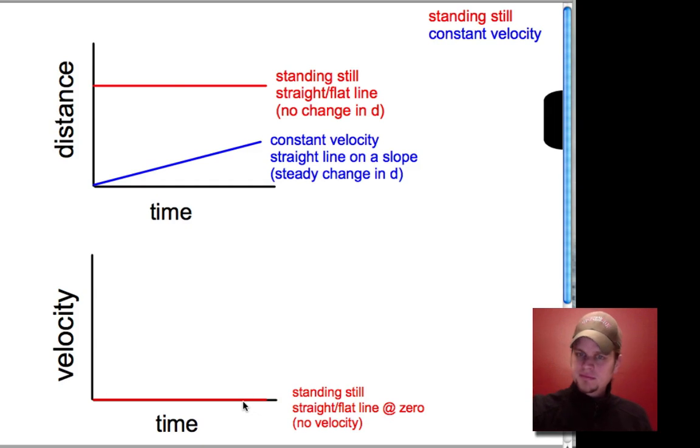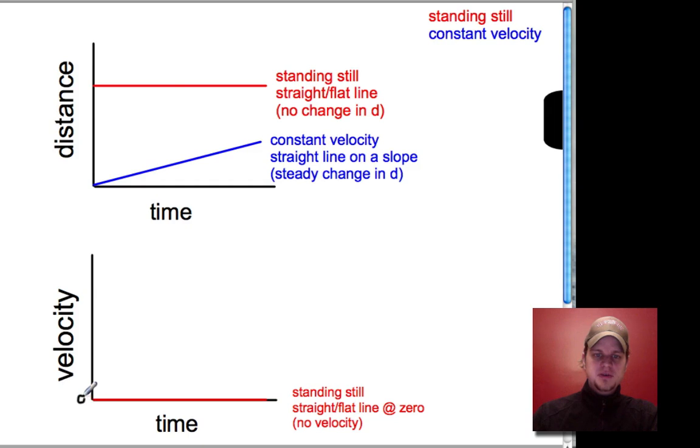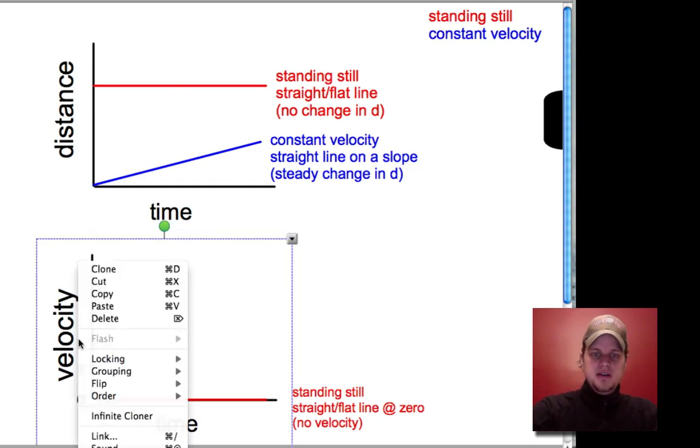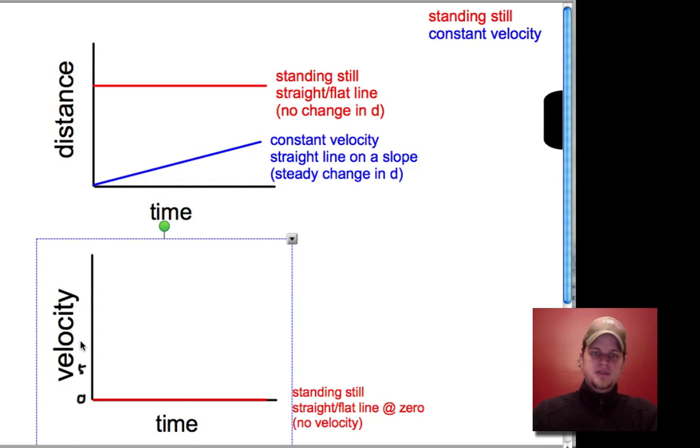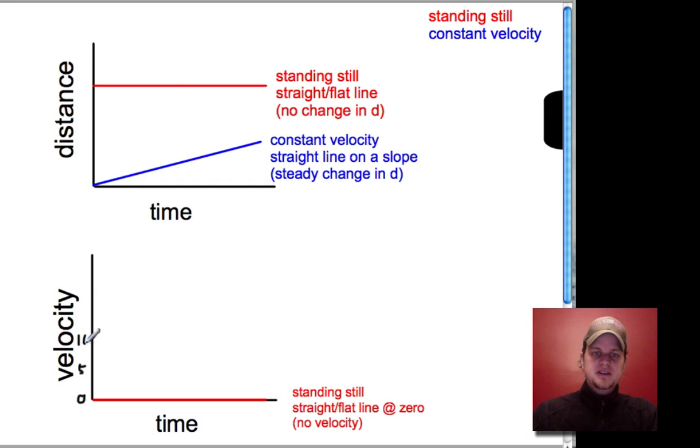It's not actually moving. Now let's talk about that thing we were talking about with the constant velocity. It's moving the same distance every single second. What do we say? 10 centimeters a second. Now, velocity might have terms to it. You might have zero, maybe you'll have five, maybe you'll have 10 centimeters per second.